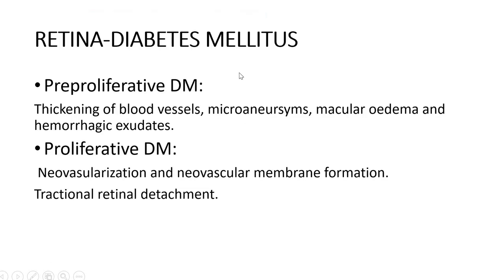And if a patient is diabetic, what happens in the long term to the retina is that there are two phases: pre-proliferative changes due to diabetes mellitus, and proliferative. In pre-proliferative, there is thickening of blood vessels. There can be microaneurysms, macular edema, and hemorrhagic exudates. In proliferative, there can be neovascularization or neovascular membrane formation. I am not dealing with this in detail because these are more important in ophthalmology in your third year, which you will read. But just as an introduction to your eye pathology, I'm telling you all these conditions.